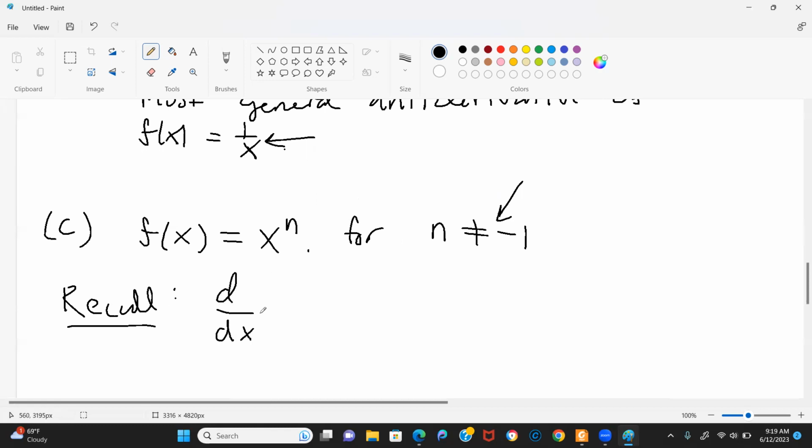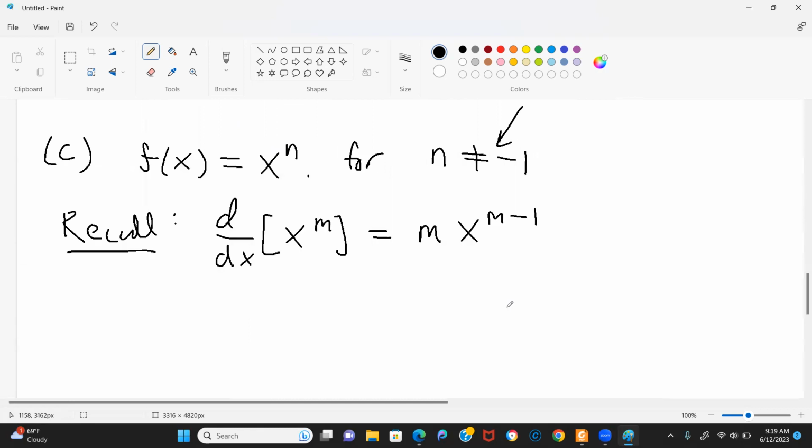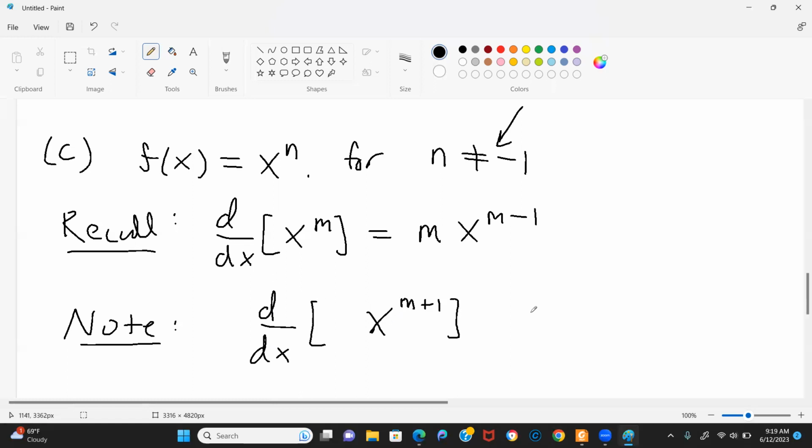For this one, we need to recall the power rule. It says that when you differentiate x to the m, it's going to be m times x to the m minus 1. So what this should suggest is that we want to differentiate. We sort of did this problem with the x cubed, right? So if we differentiate x to the m plus 1, that's close, because we have to bring this power down and then reduce the power. Sorry, not m. I want to use n plus 1 now.